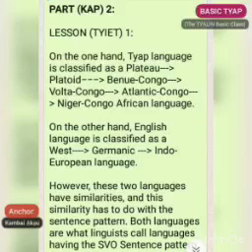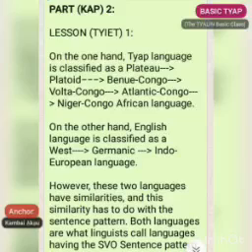On the one hand, Tyap language is classified as a Plateau, Platoid, Benue-Congo, Volta-Congo, Atlantic-Congo, Niger-Congo African language. On the other hand, English language is classified as a West Germanic, Indo-European language.